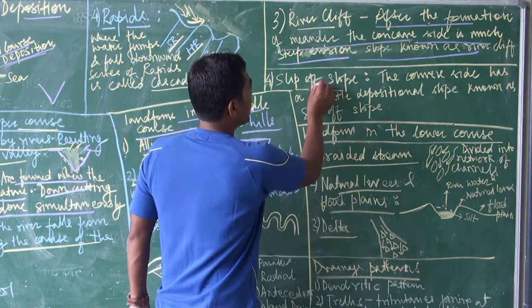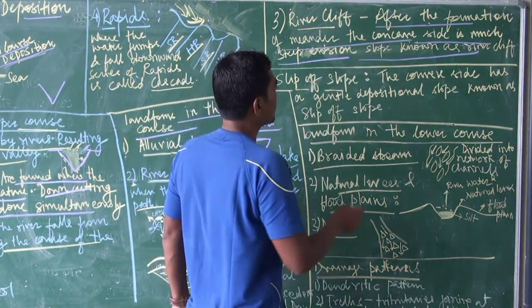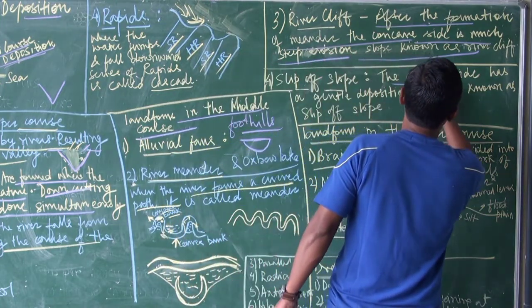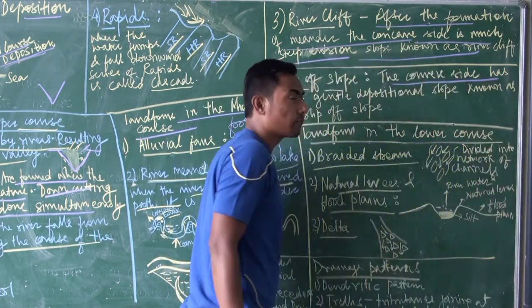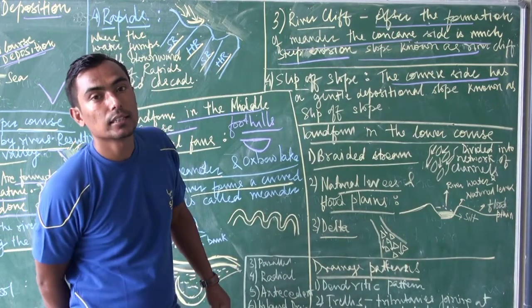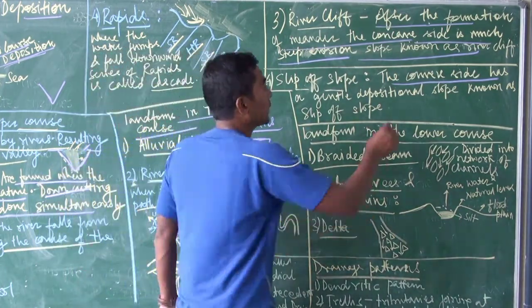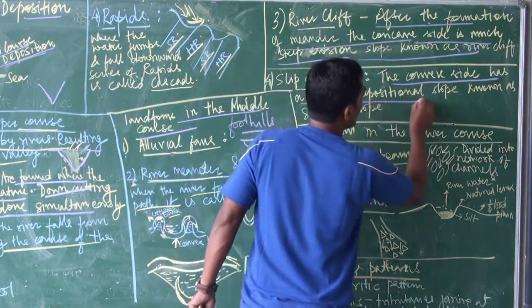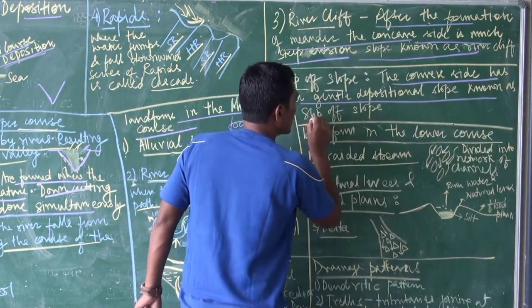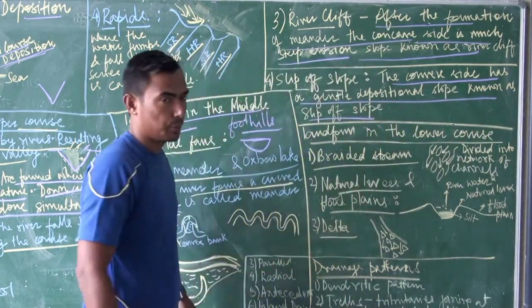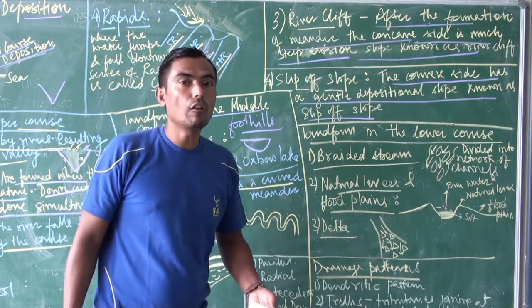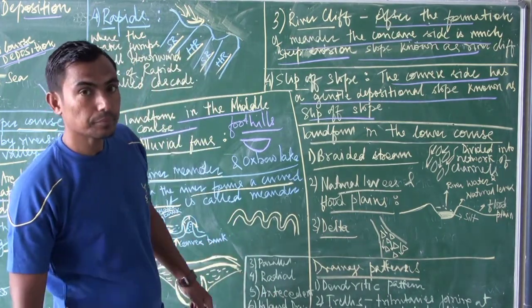Next, slip-off slope. The slip-off slope comes into existence after the formation of the convex side. Convex side means the depositional side. The convex side has a gentle depositional slope known as the slip-off slope.